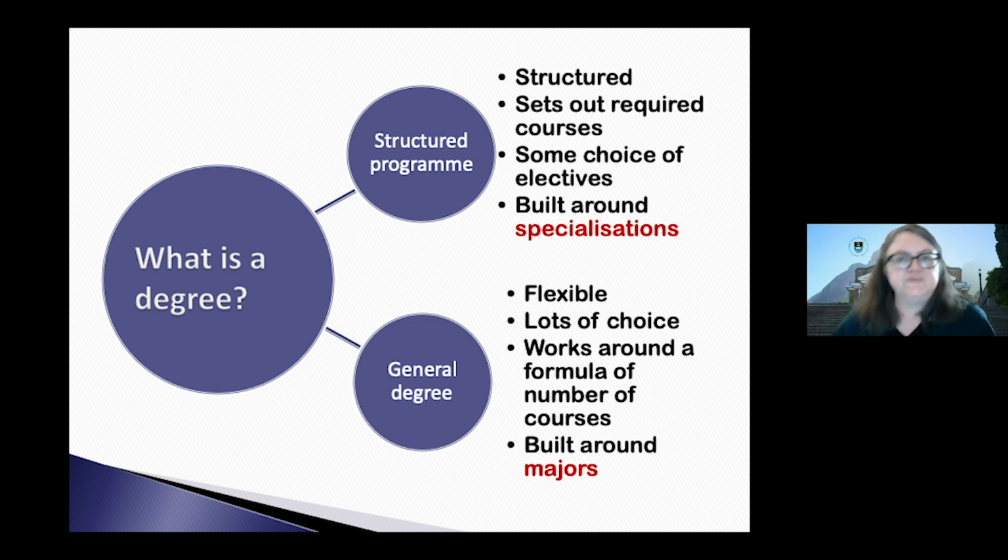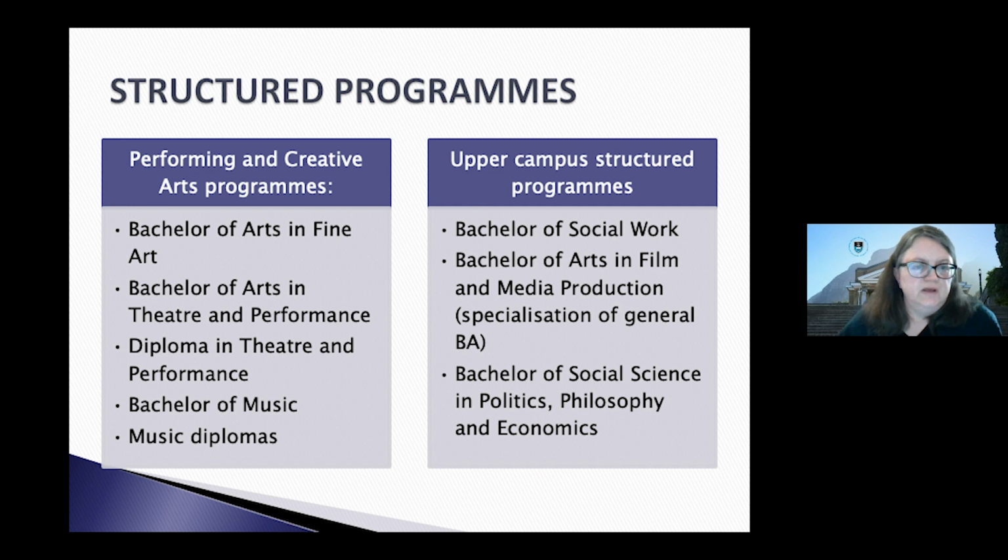Okay, so examples of our structured programs: the Performing Creative Arts programs, Bachelor of Arts in Fine Art, Bachelor of Arts in Theatre and Performance, Diploma in Theatre and Performance, music degrees and diplomas. Those are the Performing Creative Arts ones. We also have the kind of structured program that happens mostly on upper campus. That would be your Bachelor of Social Work, your Bachelor of Arts in Film and Media Production, or the Bachelor of Social Science in Politics, Philosophy and Economics. So when you apply, you're applying to go into one or more of these programs, and they all have different entry requirements.